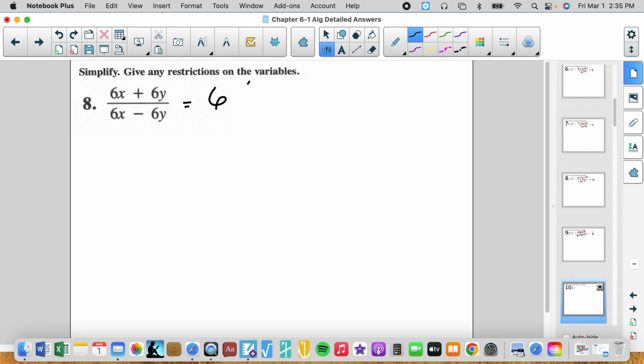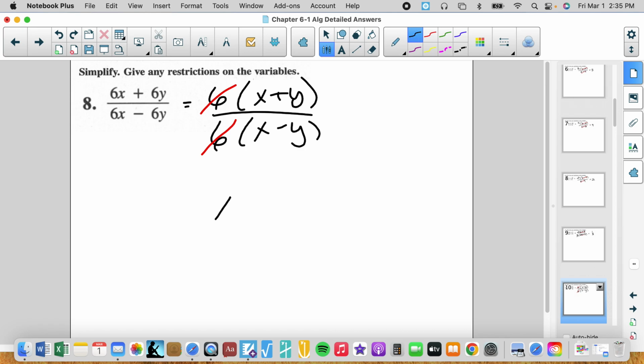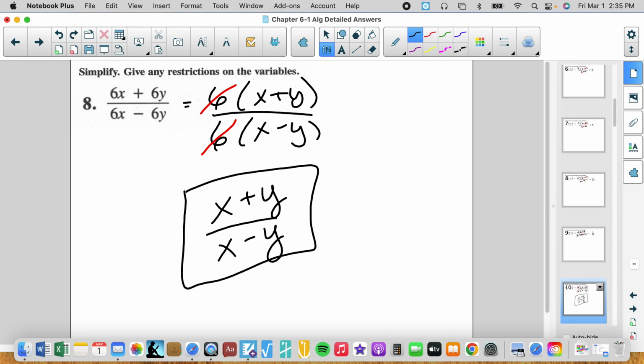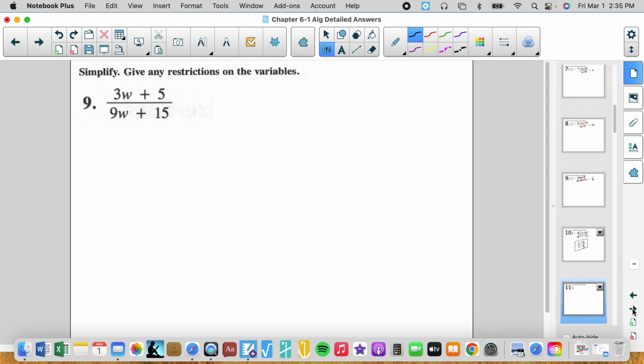We'll factor out a 6, you get x plus y. Factor out a 6, you get x minus y. The 6's cancel. You're left with x plus y over x minus y. Those cannot cancel because they are not identical and they're being added and subtracted. We can't cancel the x's. That doesn't equal negative 1 or anything of that nature.